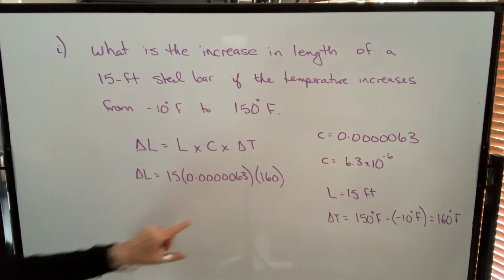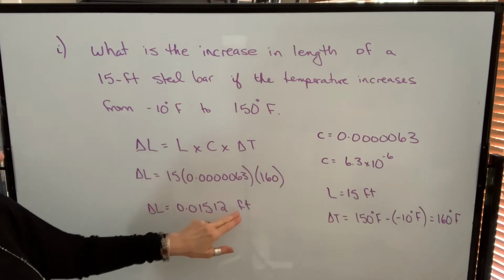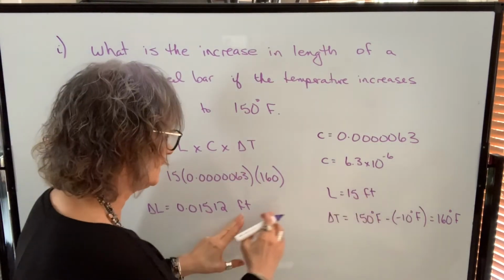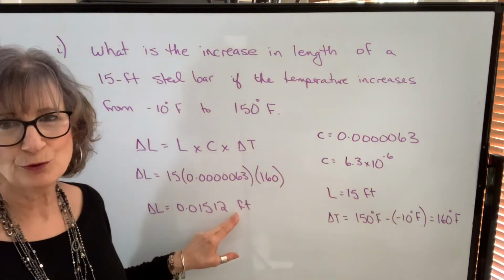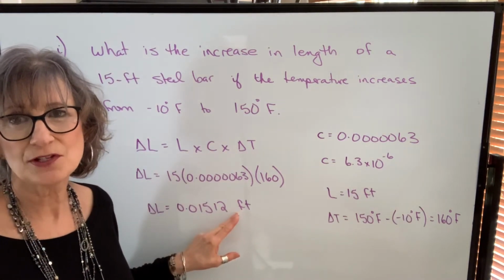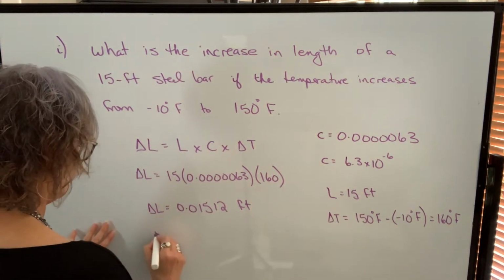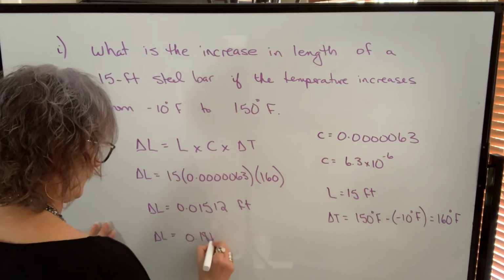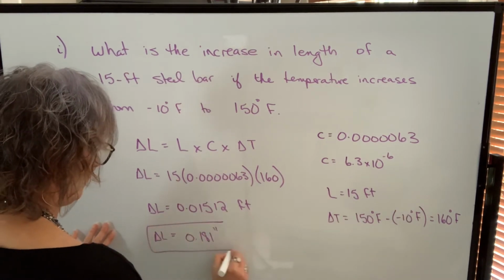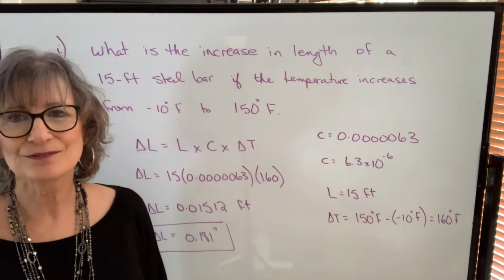We multiply these values and we get 0.01512 because the original length was in feet, so will the change. This is such a small amount that we might prefer to write that in inches and round it off to the nearest thousandth of an inch. So we're going to multiply by 12. And we get our change in length equal to 181 thousandths of an inch.